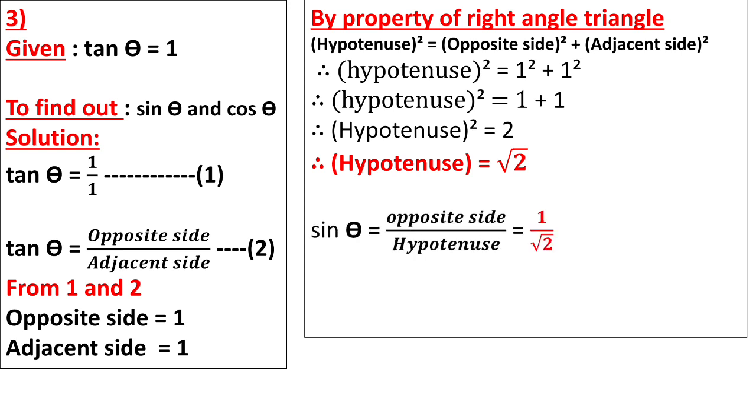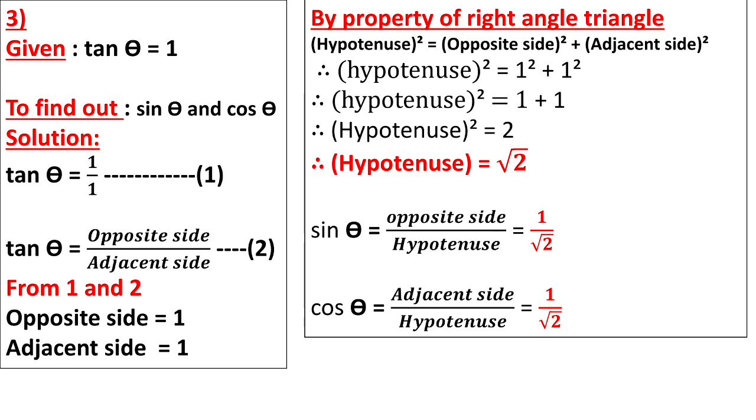Now we have to find the value of sin theta. The sin theta equals opposite side upon hypotenuse. So the opposite side we have is 1, and the hypotenuse value we got is under root 2. The cos theta formula was adjacent side upon hypotenuse. So here adjacent we have 1 and hypotenuse we got under root 2. Is that clear? Okay.